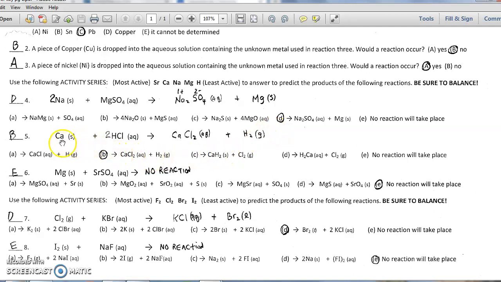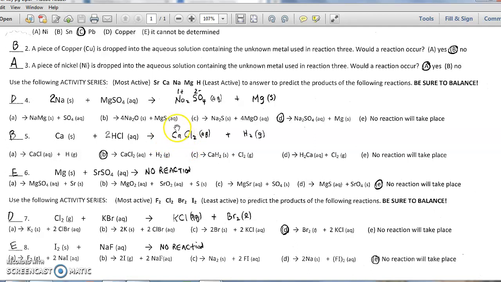Number 5, can calcium replace hydrogen, the hydrogen ion, in solution? Absolutely. We actually saw this reaction happen in our lab on single displacement reactions. Wait, did we see that one? Yeah, we did see calcium dropped in there. What ended up happening here is calcium would replace hydrogen, causing hydrogen gas to fizz. Calcium would take hydrogen's spot, so we would have CaCl2.